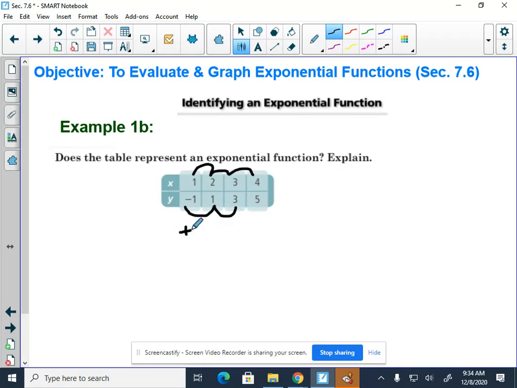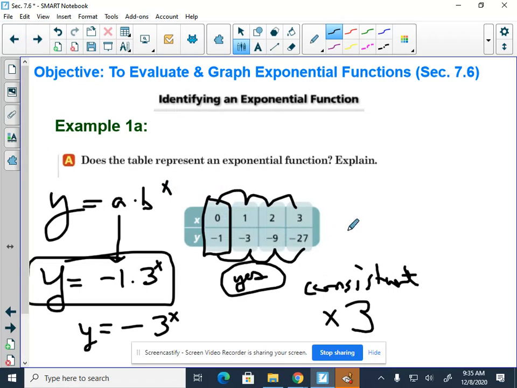What each of these are doing is going up by 2. Okay, if you add 2, if you multiply each time, it's called exponential. But if you add, that is what we call a linear function. This would form a line. It wouldn't form an exponential function.